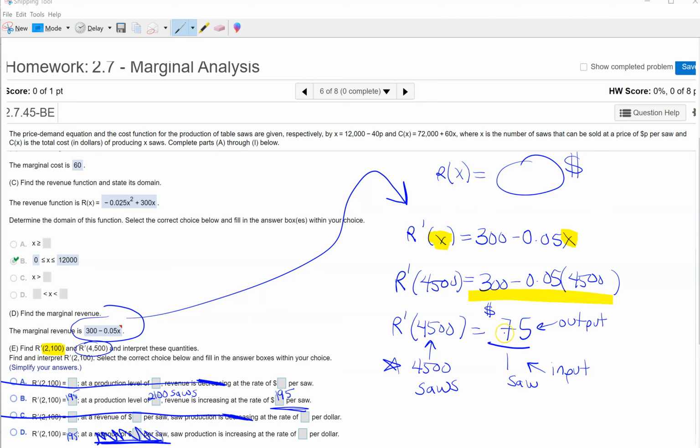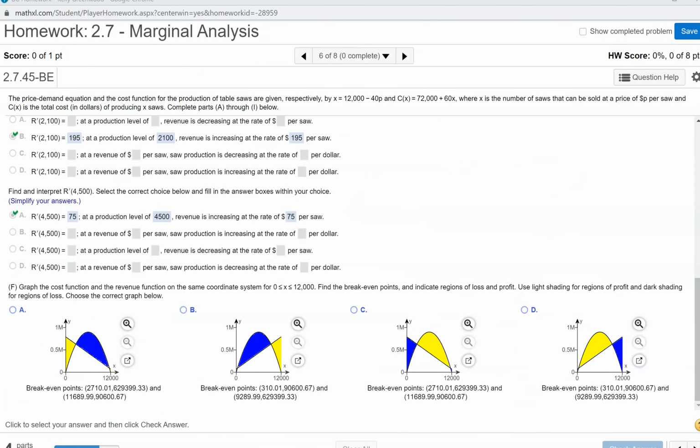It's a positive number, so it's going to be increasing, and I have to include the units. $75 per each additional saw that is made and sold. So we'll put that into my math lab. Okay, so here comes part F.